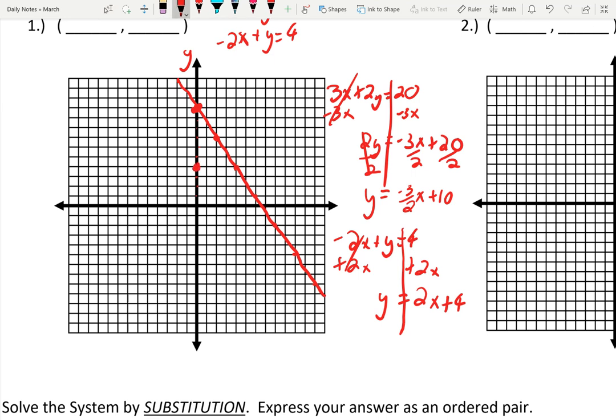And then our slope is 2, which means up 2. But don't forget to go right 1 as well. So up 2, right 1, up 2, right 1. And then we can go backwards as well.